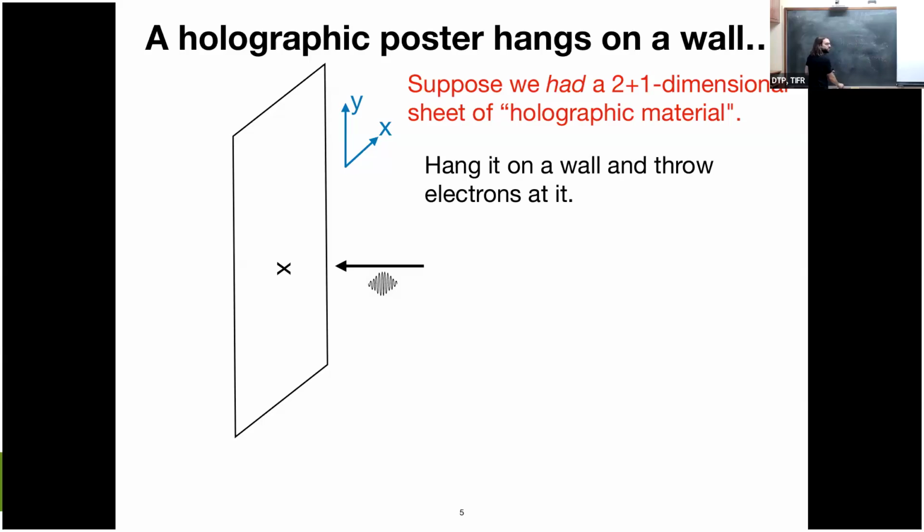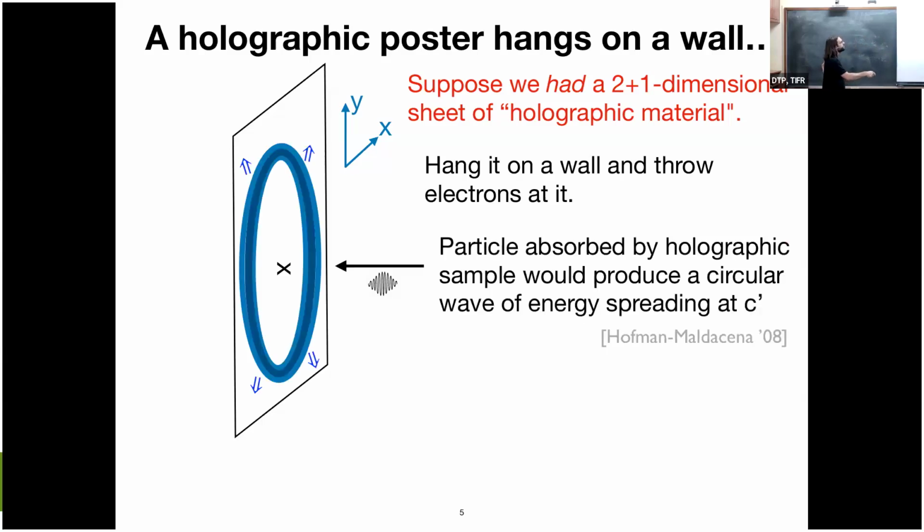So you send in some electron that has some wave function, some wave packet. It will interact with the sheet and source the CFT operator. We know exactly what happens in the CFT when we act with the local operator on the vacuum. It creates an excitation, and this is the picture by Hofman and Maldacena: it creates a circular shell of energy that expands at the speed of light, whatever the speed of light is.